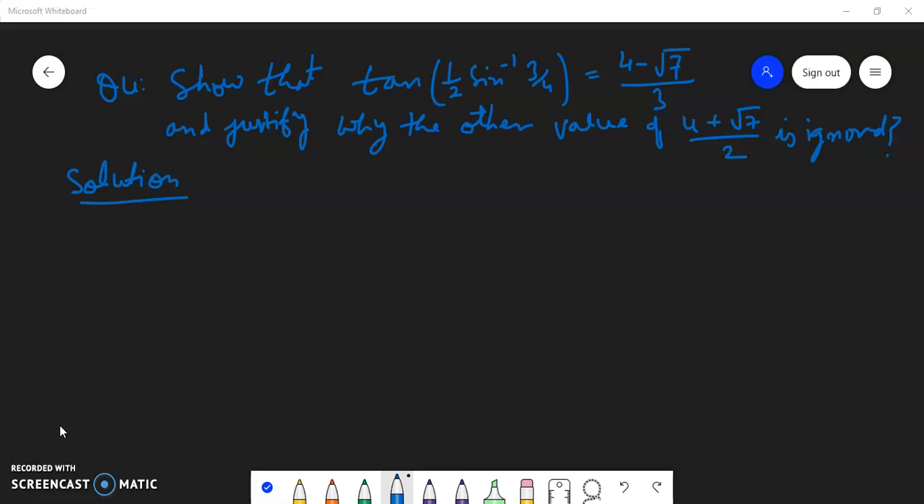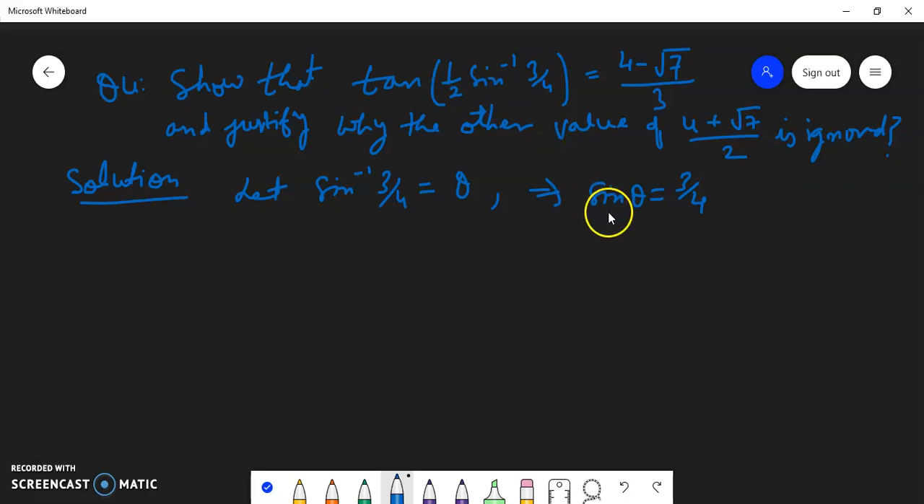Okay, let's start. So it's tan half of sine inverse 3 by 4. Let sine inverse of 3 by 4 be equal to theta. What will this mean? This means sine theta is equal to 3 by 4. Now if I look at the question, if I put this part as theta, then I have on the left hand side tan theta by 2.